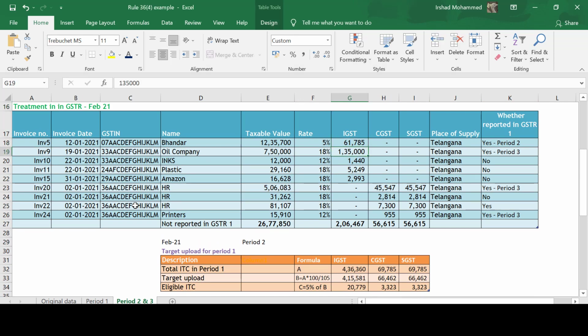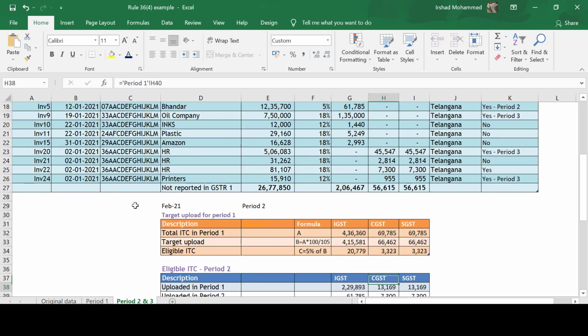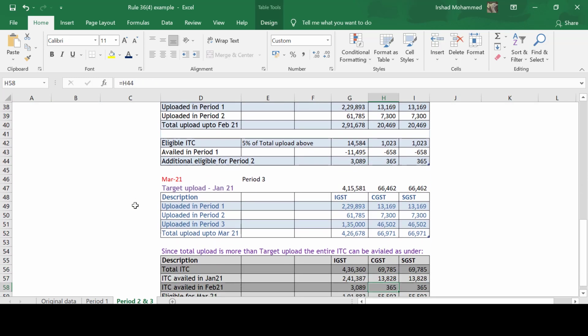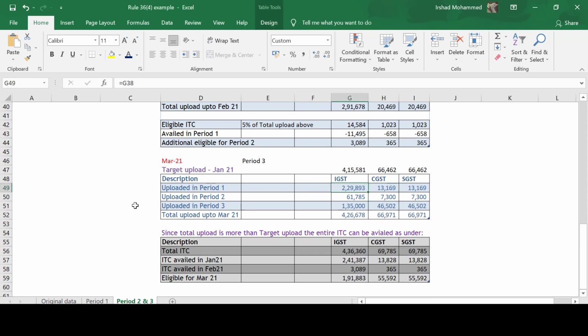We have checked which invoices were reported in March 2021, and we have found that the suppliers have reported 3 invoices in period 3. This, and this. The 3 invoices that have been uploaded by the suppliers. Now, let's come down and see how we have to ascertain the eligible credit for period 3. So, I am again reminding, we are only dealing with the data of January 2021.